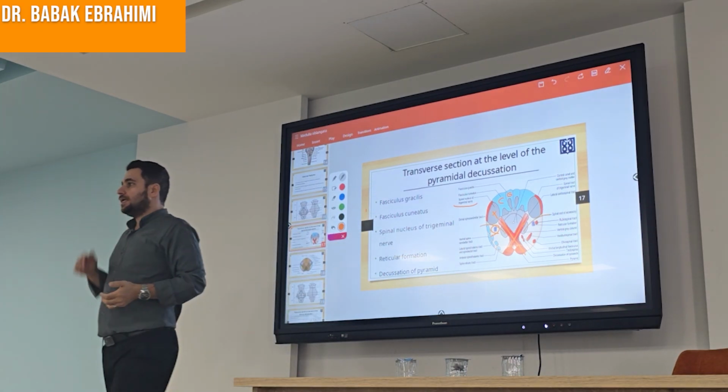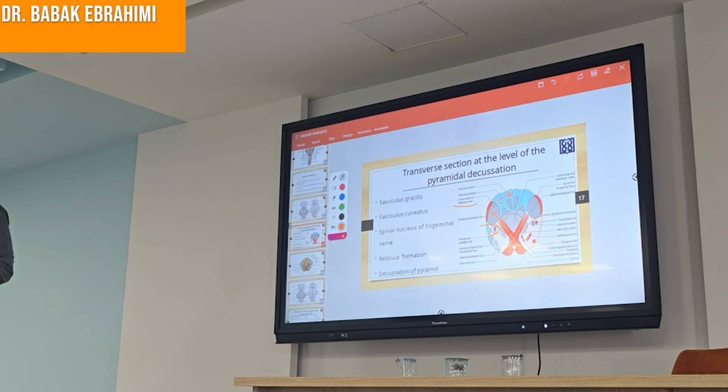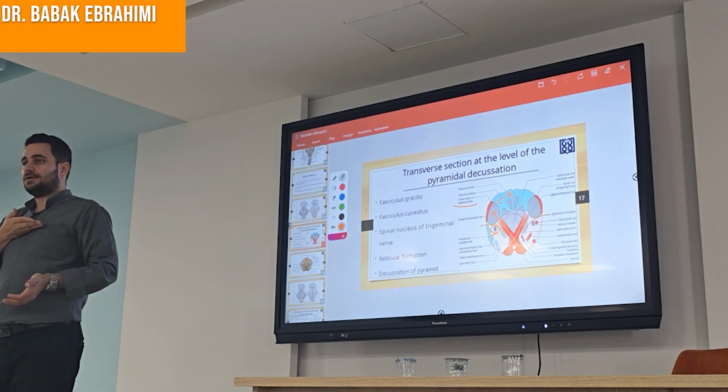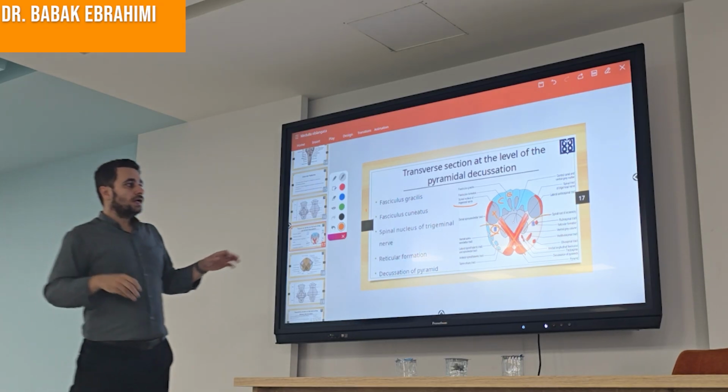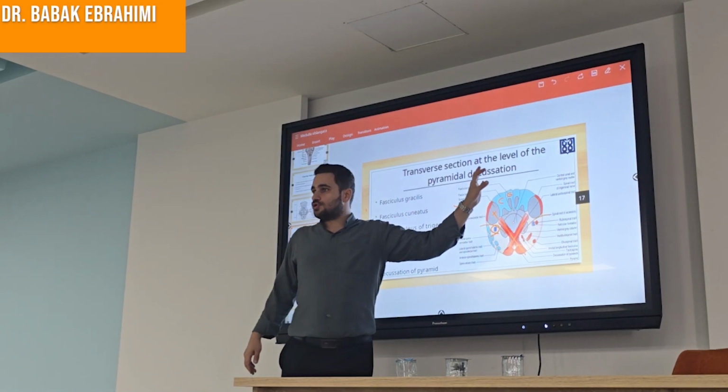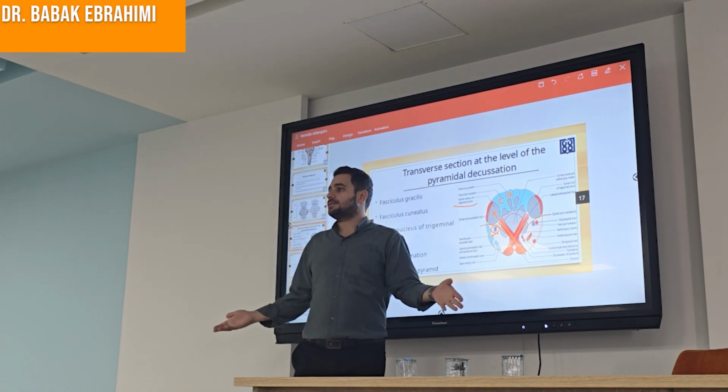For example, imagine that you want to see the section of my abdomen. If you have a section from this part, could you see the heart? Could you see, for example, the brain? If you want to see my heart, you must have a cross section at this part. But if you have a cross at this part, could you see the liver, the kidney, the bladder? So, based on the levels that you choose, you can see different things.